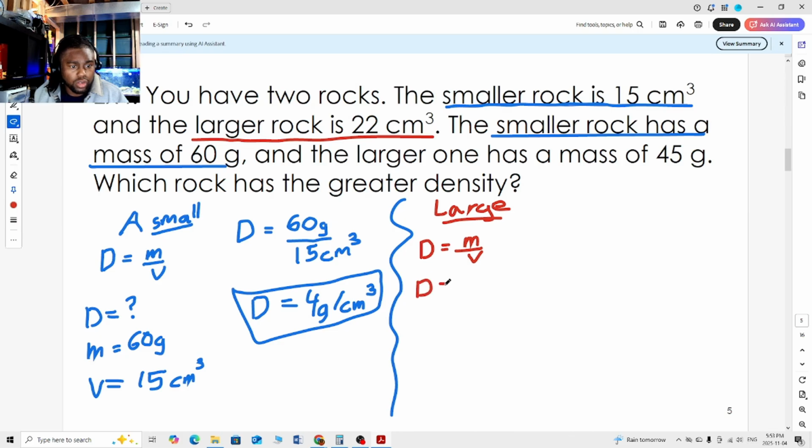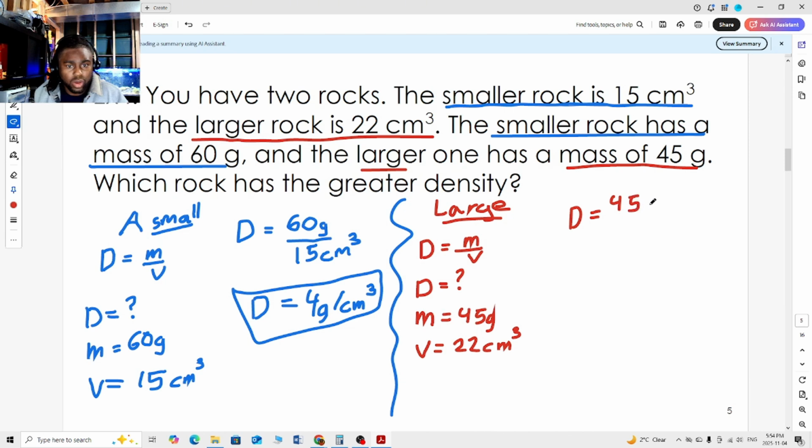We don't know our density. We know our mass. Our mass of the larger one is 45 grams, and our volume is equal to 22 centimeters cubed. Density is equal to 45 grams over 22 centimeters cubed.